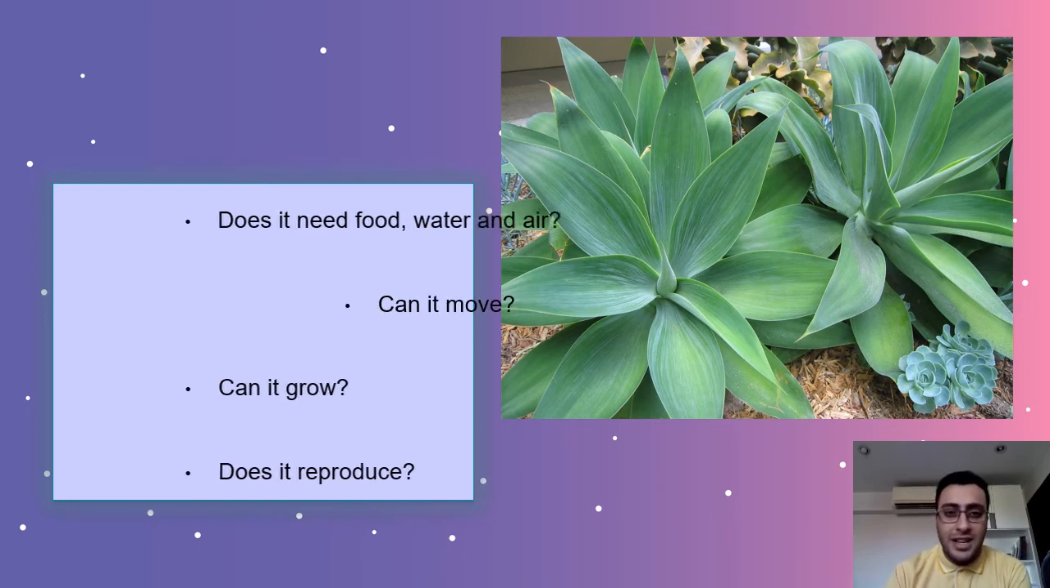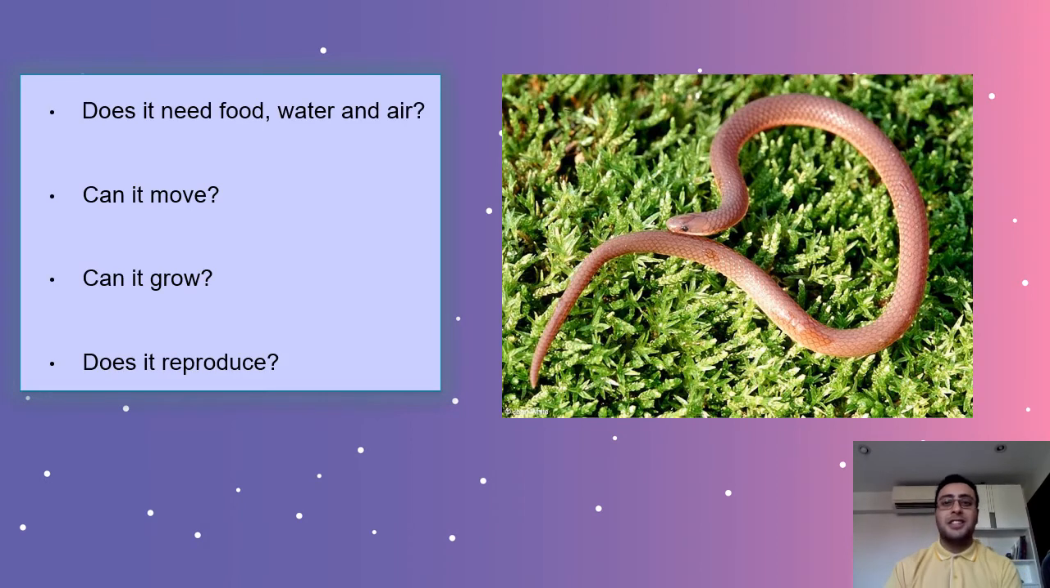Next, let's see. What do we have? Ooh, it's a snake. It's a tiny snake. Does it need food, water, and air? Yes, it does. Can it move? Yes, it wiggles around. Can it grow? Yes. Does it reproduce? Does it make babies? Yes. So, it is a living thing. Very good.